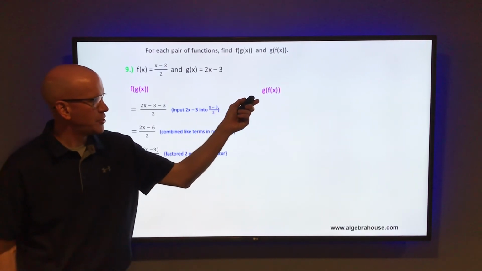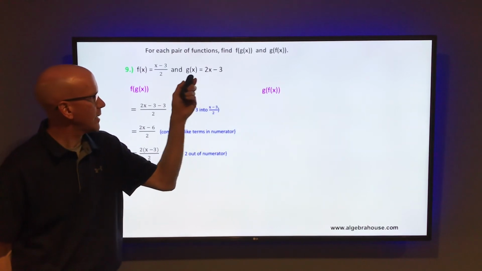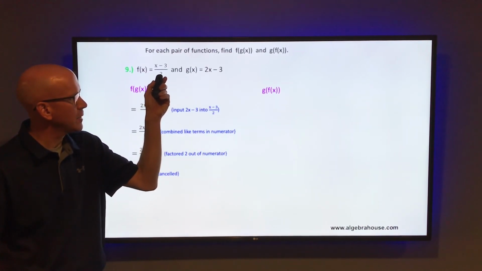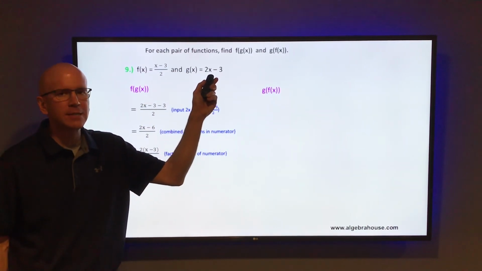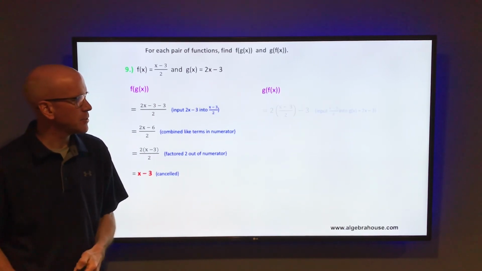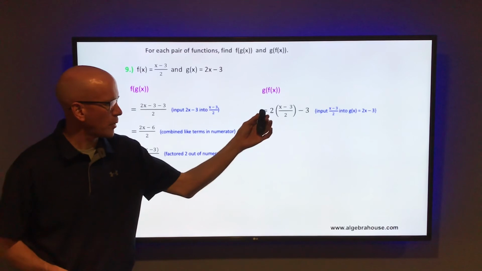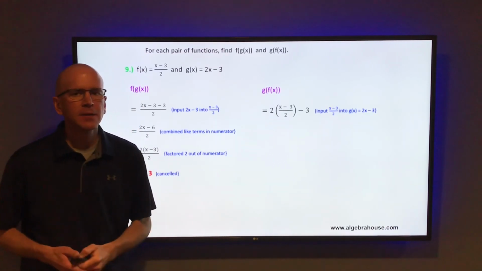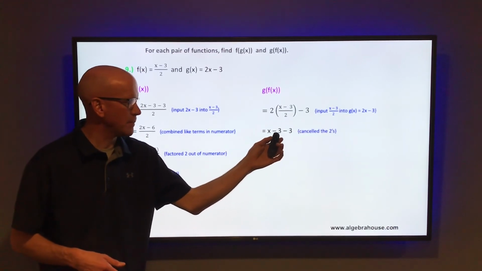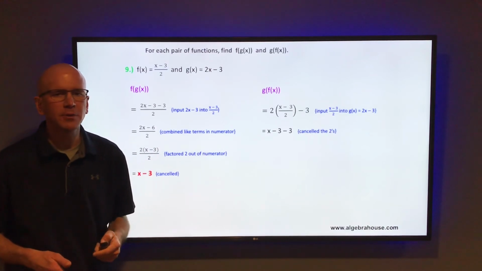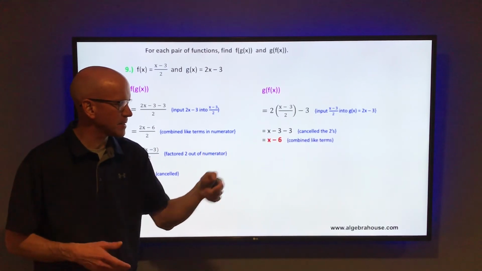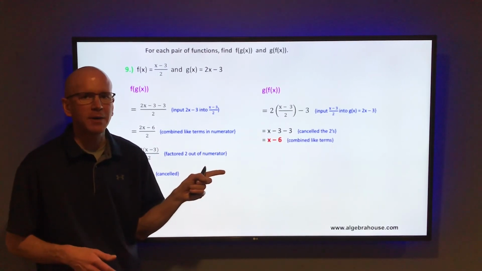Now flip that around, g of f of x. So take what f of x is, the x minus 3 over 2, and substitute that in for x into g of x. So it'd be 2 times x minus 3 over 2 minus 3. Now when you're multiplying those, the 2's will cancel. So if you cancel the 2's, you have x minus 3 minus 3. And then combine the like terms, negative 3 and negative 3, that makes negative 6. So that would just be x minus 6.